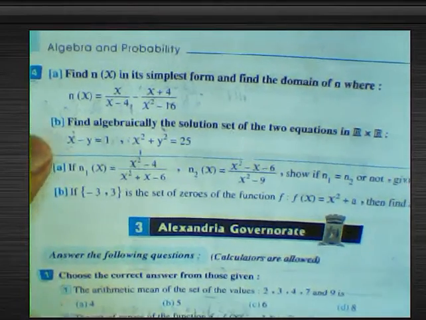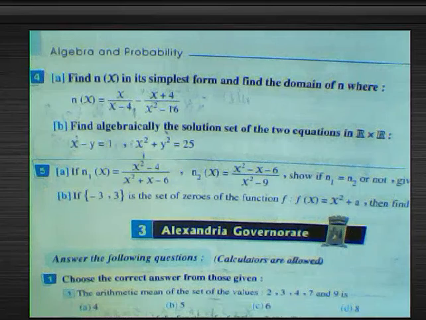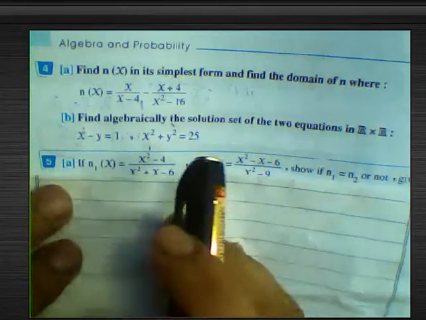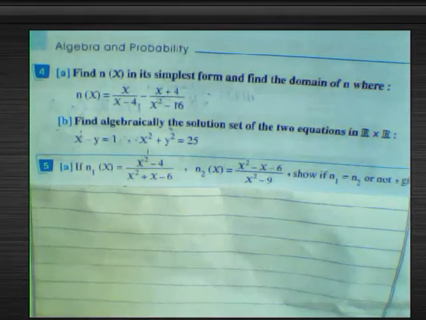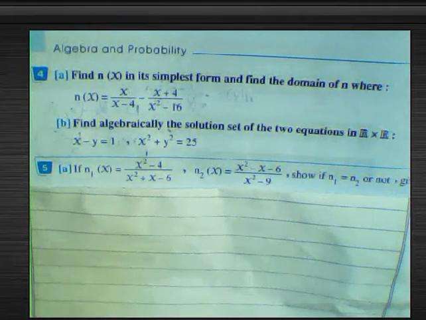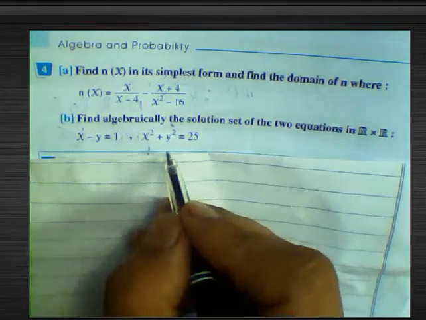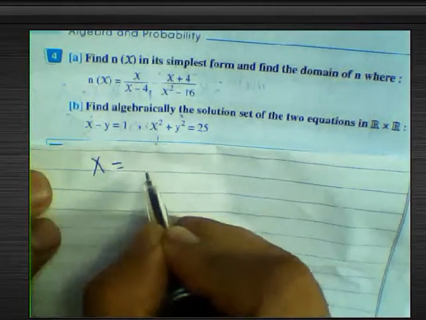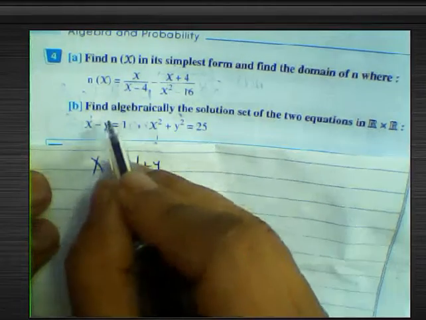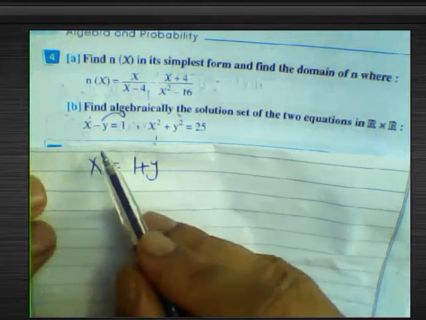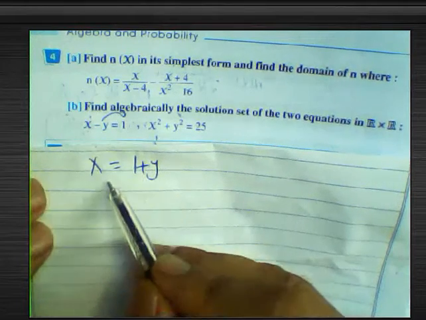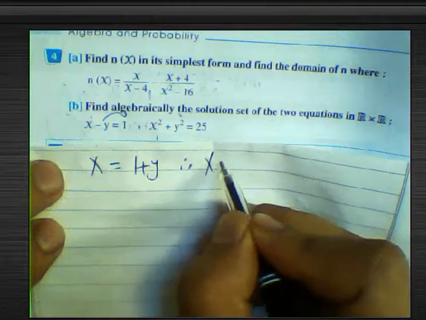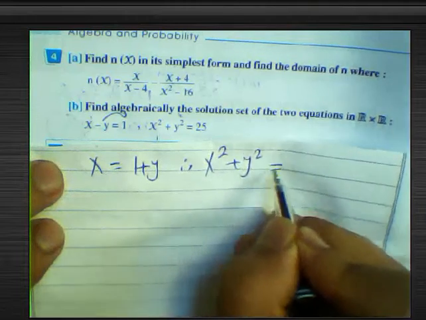Question number B, find algebraically the solution set of the two equations: x subtract y equals 1, and x power 2 plus y power 2 equals 25. We can solve it. Here we can write x equals 1 plus y, moving negative y from the left hand side to the right hand side. In the other equation we write x power 2 plus y power 2 equals 25.